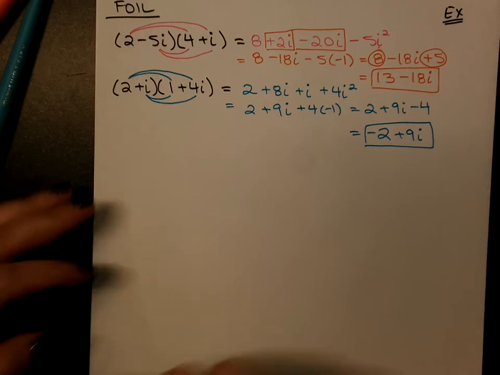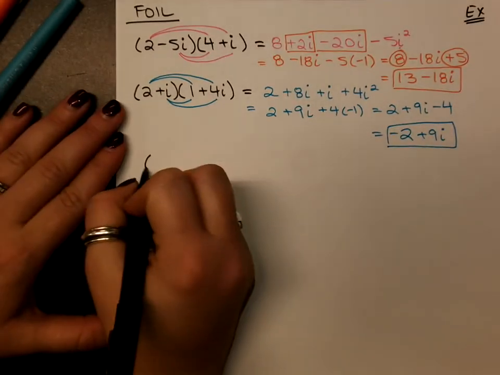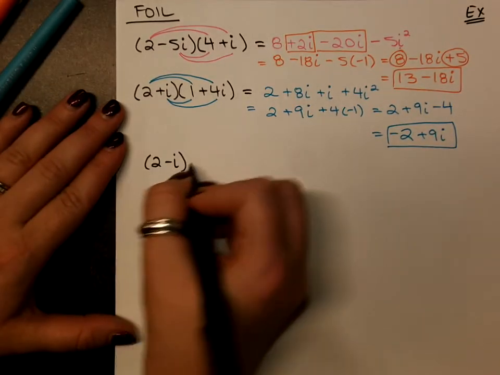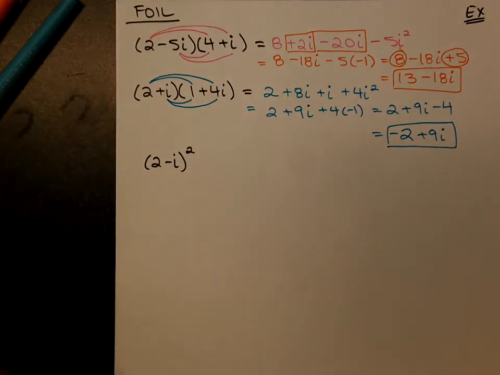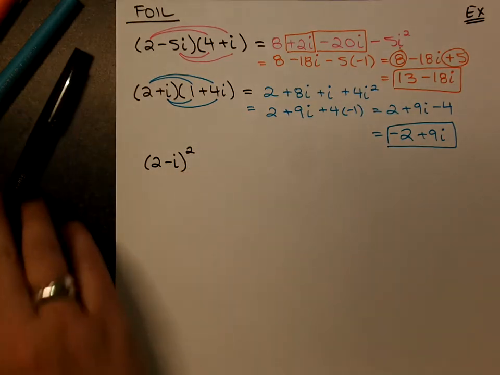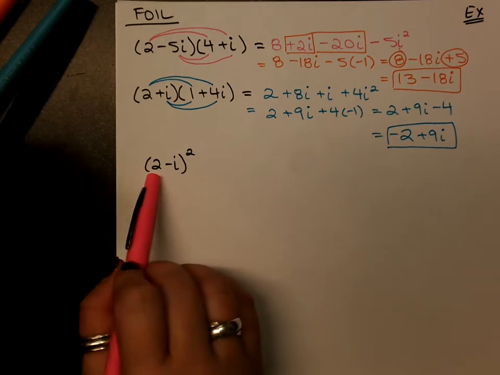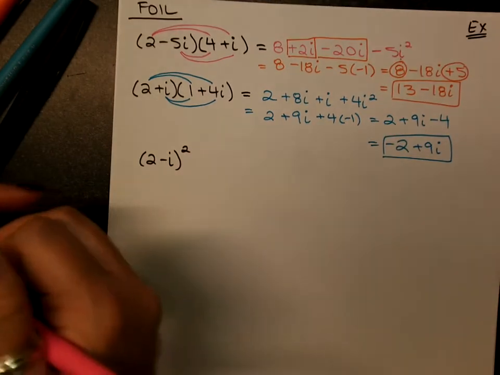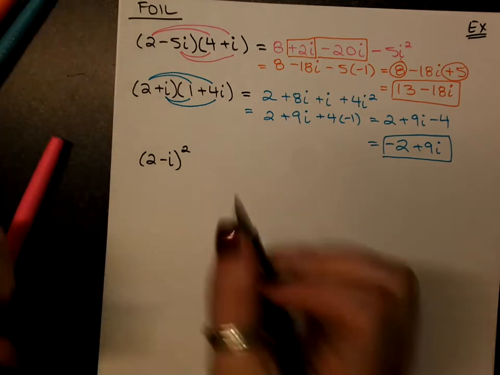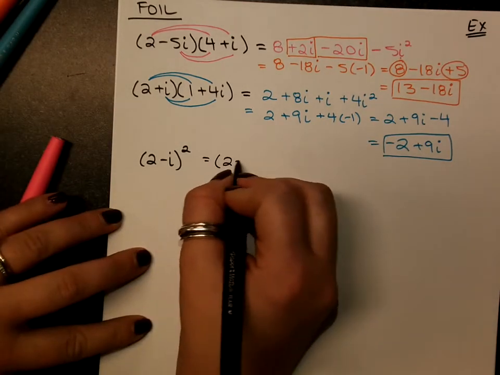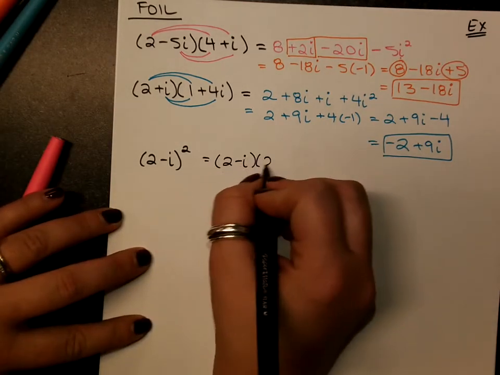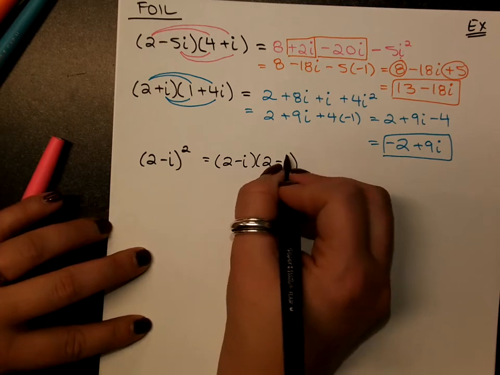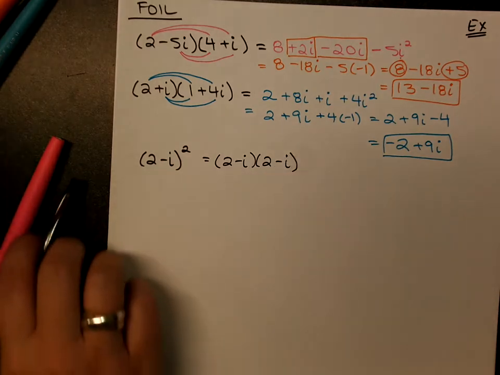All right, let's try 2 minus i squared. Now when the squared is on the outside, it's very tempting to just square the first number, square the second number, and move on. But remember that this is actually 2 minus i times 2 minus i. It's very important to write it down like that so you don't mess this up.